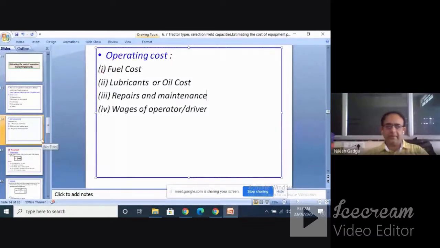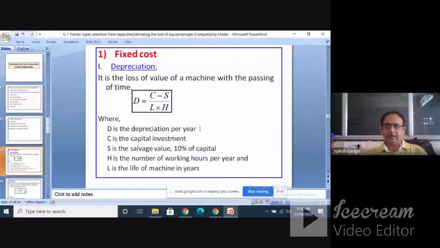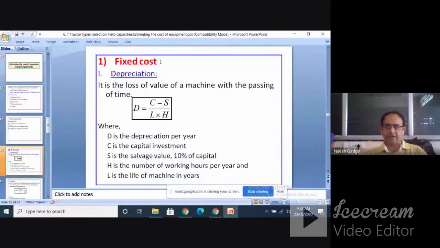Now the actual formula and the definition you have to write down under the fixed cost. Under fixed cost, the first term is depreciation. Write down this definition: it is the loss of value of a machine with the passage of time.